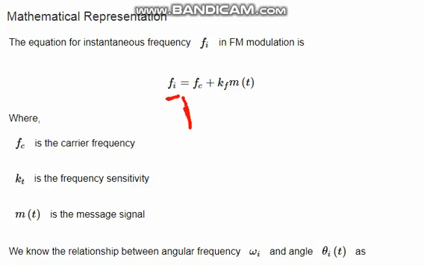That means this frequency is the game changer in the frequency modulation technique. So the instantaneous frequency is equal to the carrier frequency plus kf m(t). kf means the frequency sensitivity, which is a constant, and it depends on how sensitive that particular channel is. That is one kind of parameter of the changing part. And m(t) is the message signal.